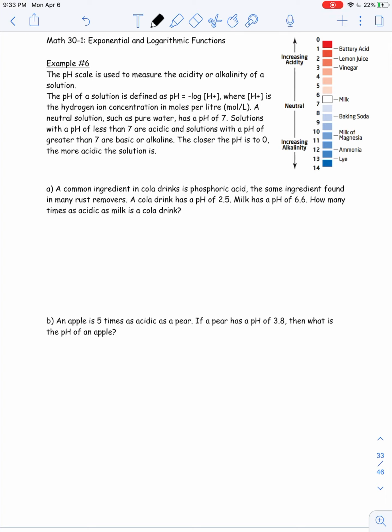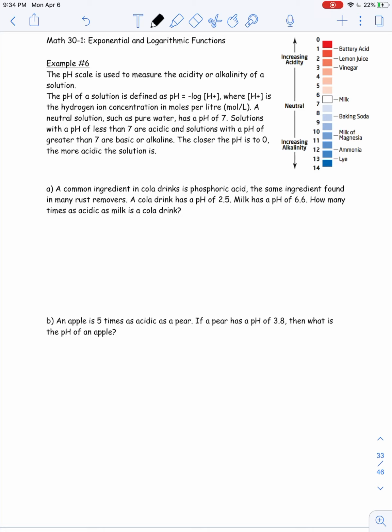So a common ingredient in cola drinks is phosphoric acid, the same ingredient found in many rust removers. A cola drink has a pH of 2.5. Milk has a pH of 6.6. How many times as acidic as milk is a cola drink?